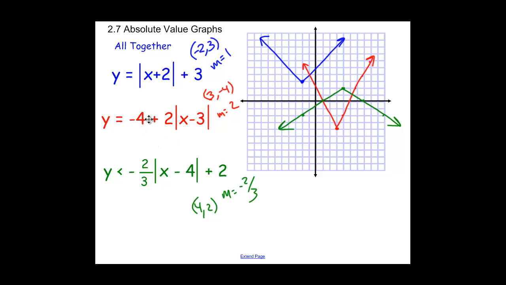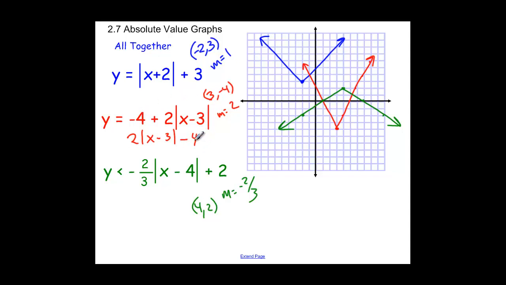Now, look at this one. A lot of people want to say negative 4 is the A value. It's not what comes first. The A value is 2 because that's the number being multiplied by the absolute value. What's this negative 4? That is really the vertical shift. So let me rewrite this equation so it looks like the other one. So we have 2 times the absolute value of x minus 3, minus 4. Okay. All I did was take the negative 4 and put it back.